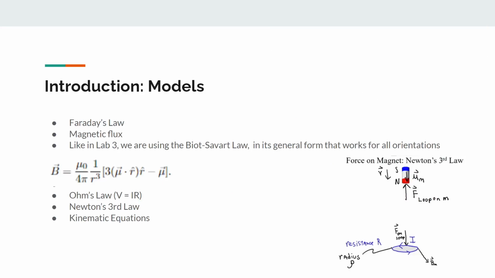So the models used in this lab were Faraday's law, magnetic flux. Like in Lab 3, we use the Biot-Savart law, the general form that works for all orientations. Ohm's law, Newton's third law, which you can see down here in the specific case of the experiment, and kinematic equations.